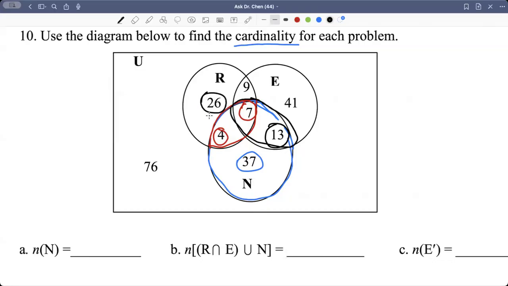Well, this 26 means only in R. This 41 only in E. Oh, now I have one more. How many in the intersection of R and E? 9 plus 7, right? This 9 are only in the intersection of R and E, and 7 in the intersection of all 3. Okay, that's what those numbers represent.